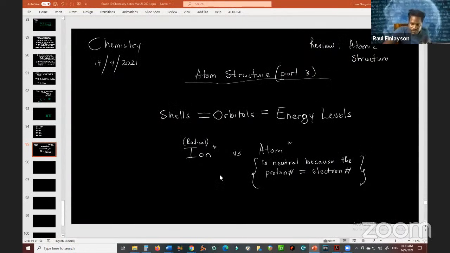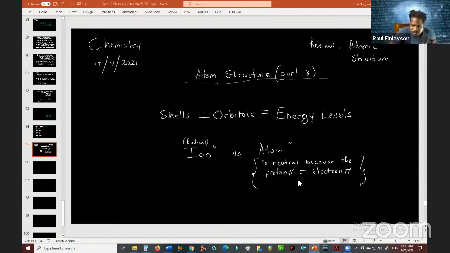All right, so these are the things, and it's coming towards the end of class anyway. So let's continue, because we have the radical here, guys. Another name for the ion is a radical. We're going to talk more about that next class. And of course, we have the atom here. Its information here is that atoms are neutral because the proton number is equal to the number of electrons.